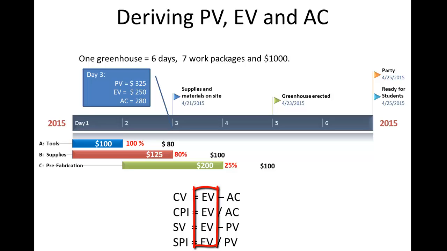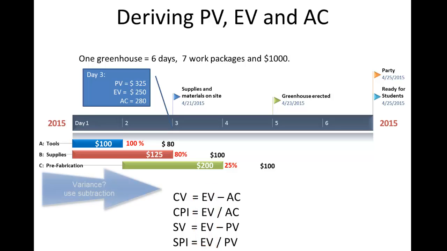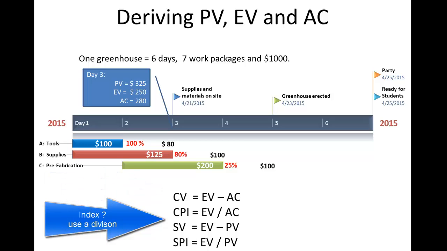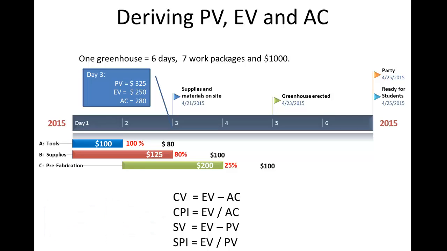Then you need to decide which questions are being asked. Is it that you are measuring a variance, in which case the operation requires a subtraction, or are you calculating an index value where the operation must be a division? How much did the project vary from the plan, or at what rate is a plan deviating?